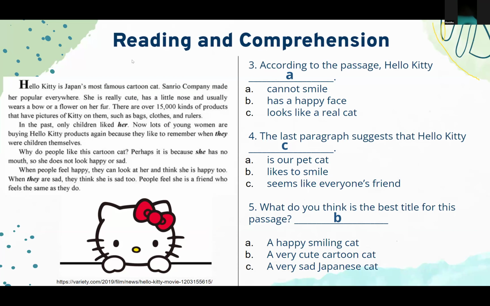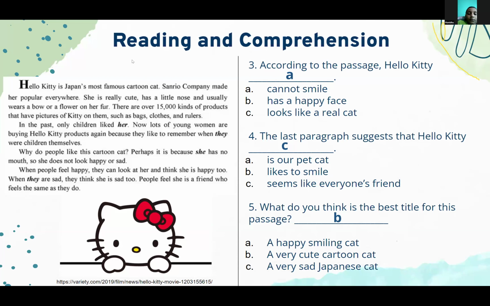Perhaps it is because she has no mouth, so she does not look happy or sad. When people feel happy, they can look at her and think she is happy too. When they are sad, they think she is sad too. People feel she is a friend who feels the same as they do. Okay, very good. Anyone else want to try?